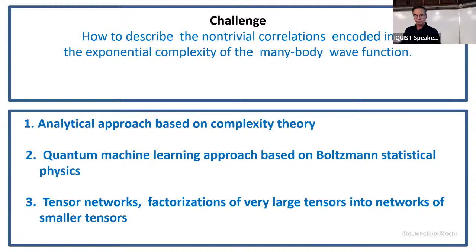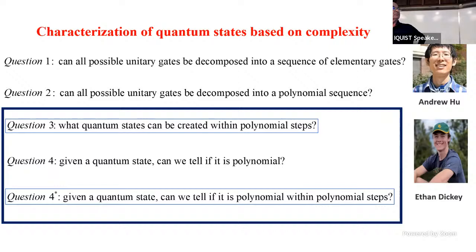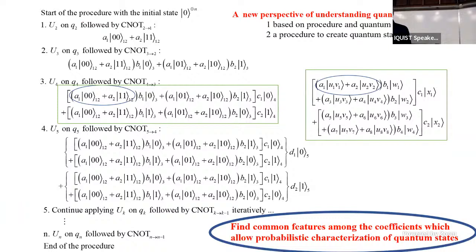In number one, we start using complexity. We create a polynomially entangled state, starting with the zero state, and we ask the question: is there any common feature in these coefficients? We published 2 papers in Advanced Quantum Technologies. The question again is, what states can be created with polynomial steps? We have these states and we're trying to see how they can be useful and how you can map other states to them in this analysis. Anyway, we found very exciting common features in this expansion, and we're trying to relate them to something we are familiar with in algorithms.